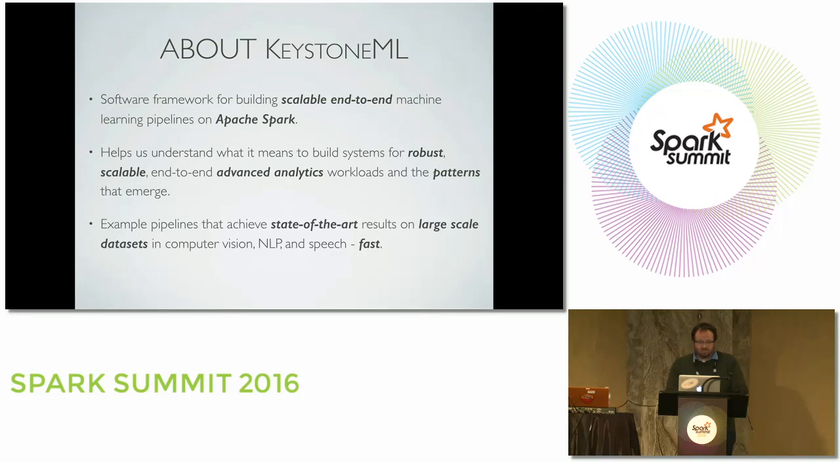Shipping with this system are a bunch of example pipelines that achieve state-of-the-art results on many large-scale data sets in computer vision, NLP, and speech. These are pipelines that we lifted from recent academic papers, where we said, okay, let's rebuild this thing as it's written in the system and see how well we can scale these things up. And it is open source software. It's available at keystone-ml.org. We're on version 0.3, released a couple months ago, and the next version is in the works, coming down the pipe soon.